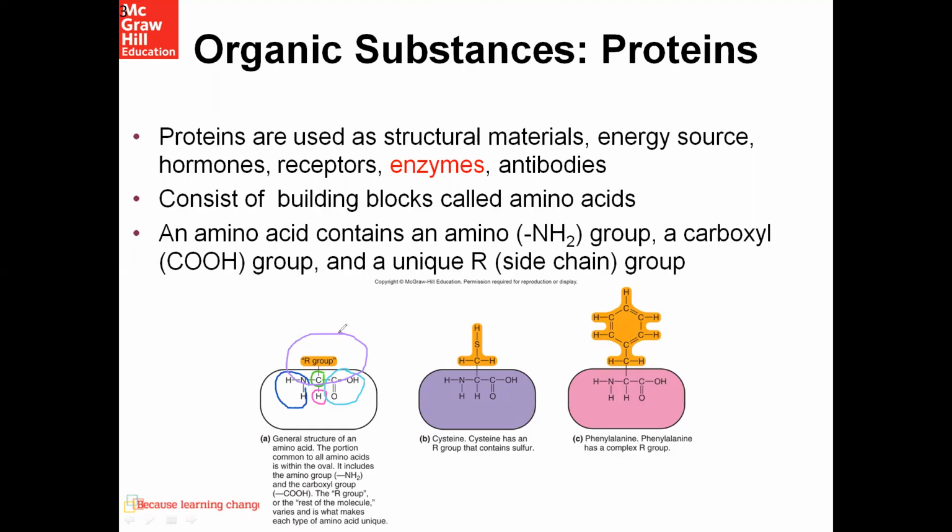We can see with cysteine how it contains sulfur. And with phenylalanine, it has a very complex group where we're able to see these carbons associated in a ring. You don't have to know the different types of amino acids, but I want you to know that they are the building blocks and they build up proteins. I also want you to know somewhat of what they look like. So that was just a little bit of review to keep in mind.